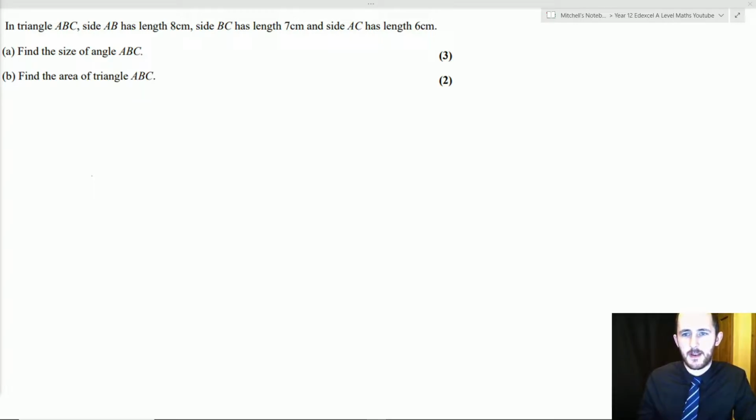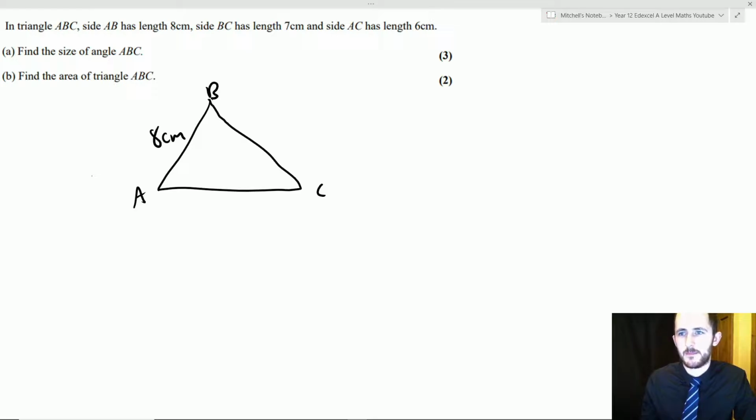We once again have a triangle ABC, so let's just draw this out. AB has length 8 centimeters, BC has 7 centimeters, AC is 6 centimeters. And we need to find the size of the angle ABC, so ABC would be this angle here. Let's call it X degrees.